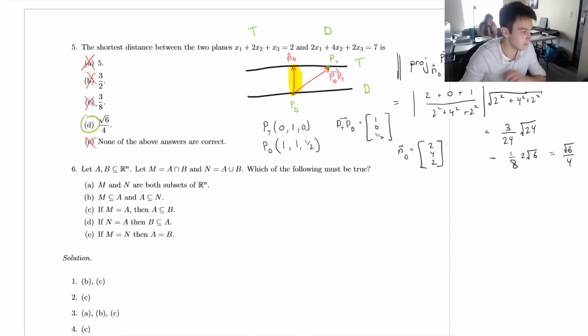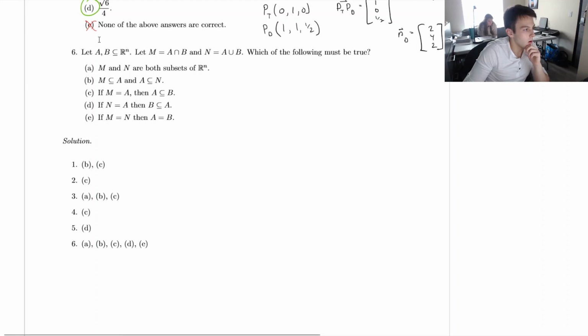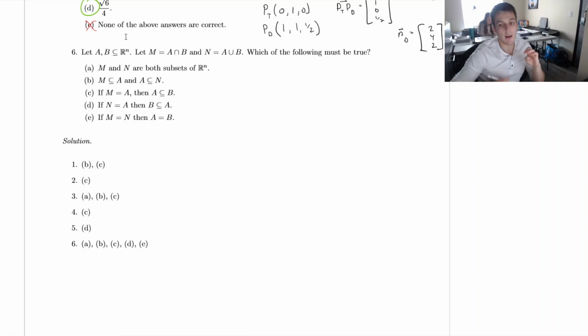Which of the following must be true? It basically defines A and B to be some subsets of Rn, and it gives us M as the intersection of A and B and N as the union of A and B. And this one definitely looks pretty confusing to start out with. So what I like doing for these kinds of questions is visualizing it with a Venn diagram.